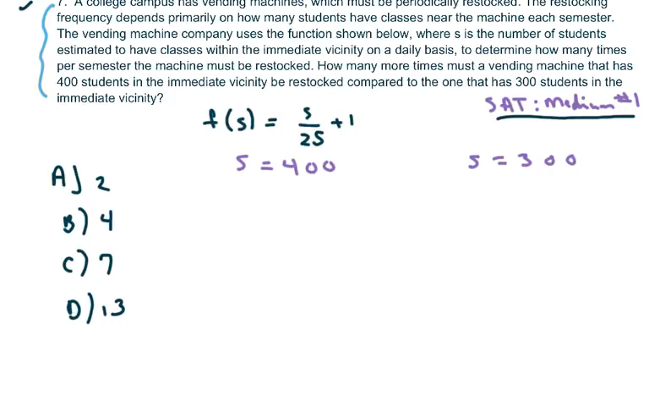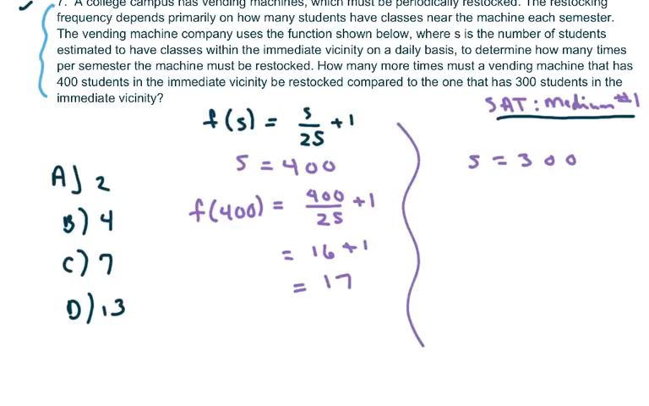So let's do the 400. F of 400 equals 400 over 25 plus 1, which equals 16 plus 1, which equals 17. And then when we have 300, you have F of 300 equals 300 over 25 plus 1, which equals 12 plus 1, which equals 13. So that's 13 and 17.